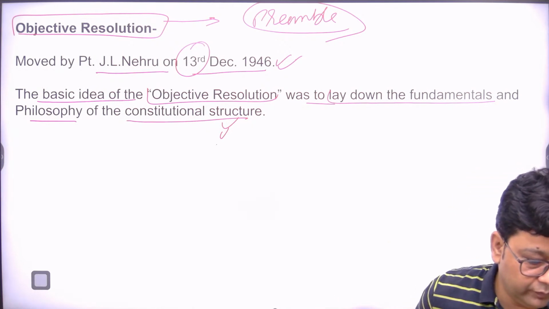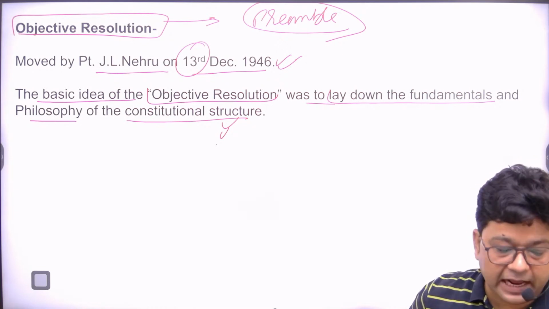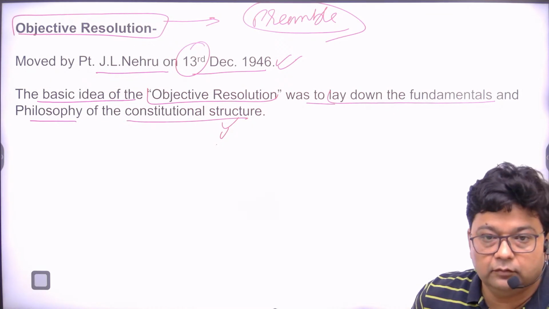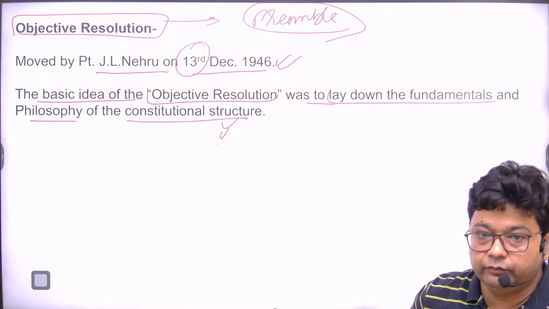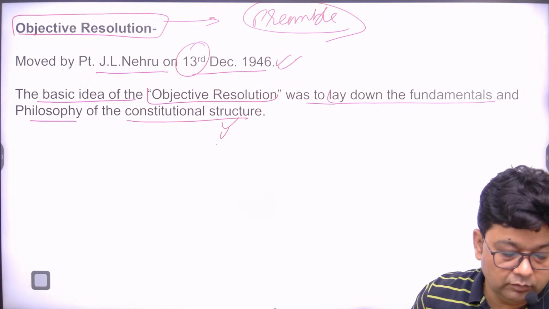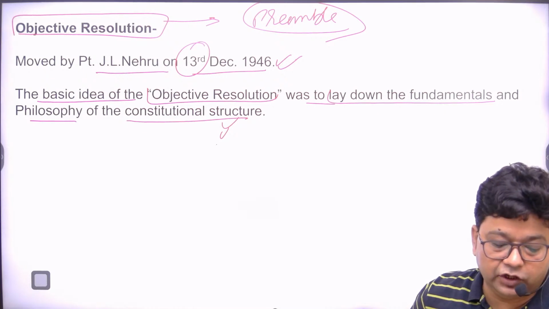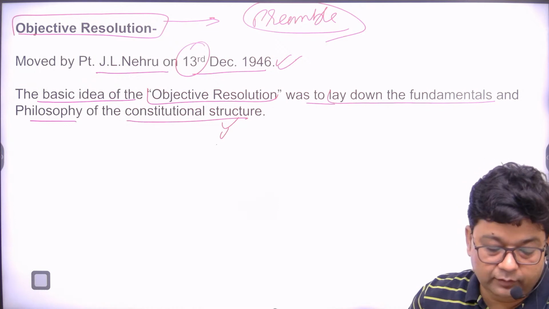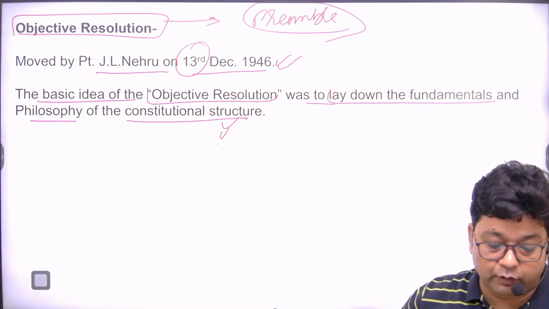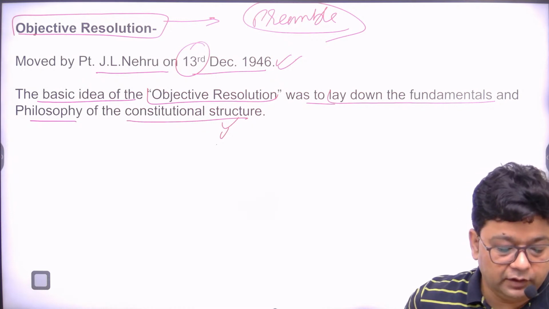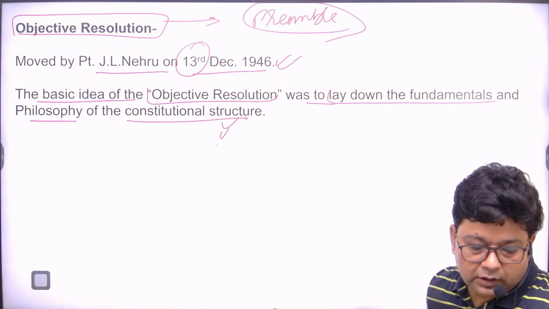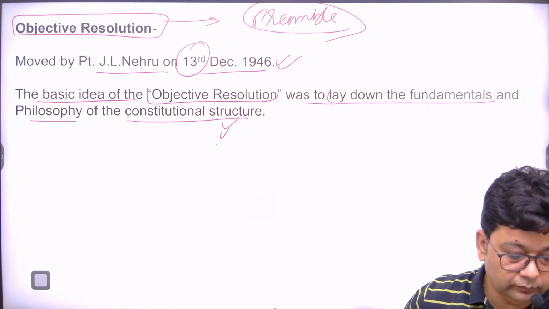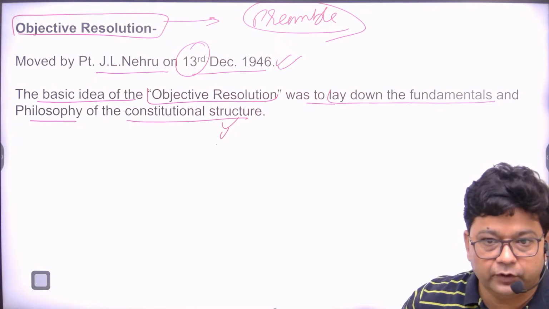Third point, people shall be guaranteed justice, and secured social, economic and political equality of status and opportunity. Status and opportunity. Clear? Comma.